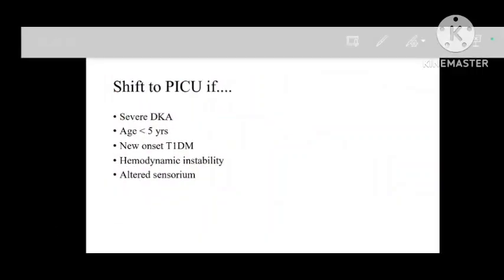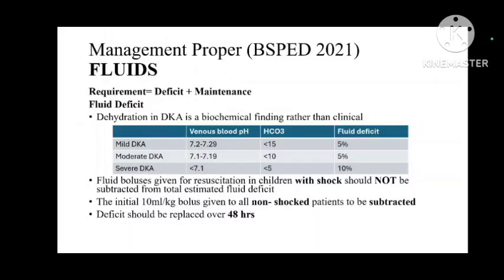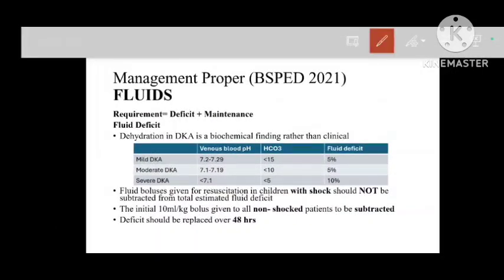Now, admit the patient to PICU if there is severe DKA, age less than 5 years, new onset type 1 diabetes mellitus, a hemodynamically unstable patient, or altered sensorium. Now, we are coming to the management proper.